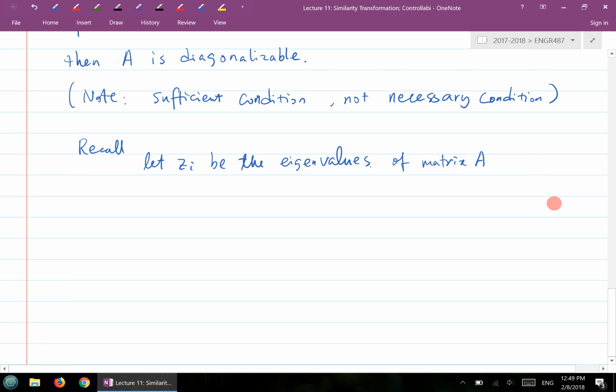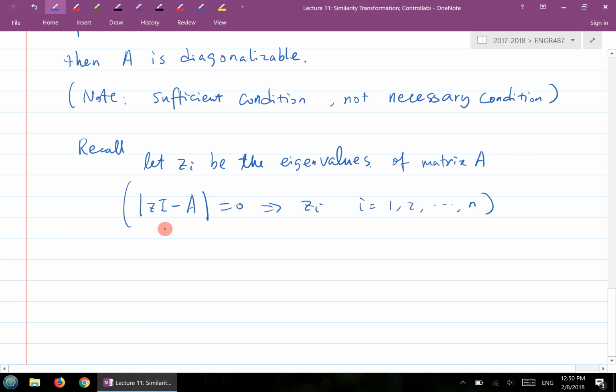So if zi is an eigenvalue of matrix A, how do we calculate this zi? If you recall, we can use zi times I minus A, where I is the unit matrix. Then you calculate the determinant, and then you can get this zi. This is how you get the eigenvalues. Now remember, we're talking about the case of distinct eigenvalues. So if A is an n by n matrix, then you're going to have n eigenvalues.